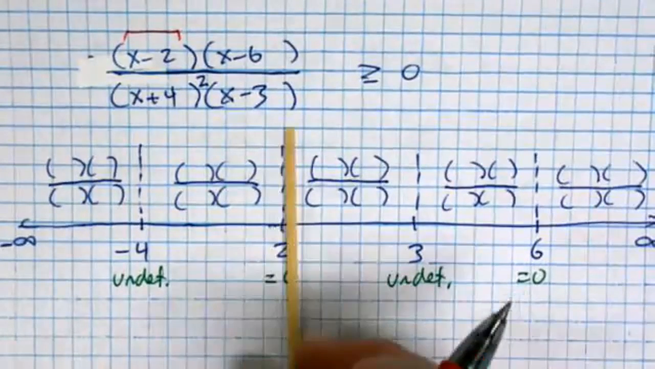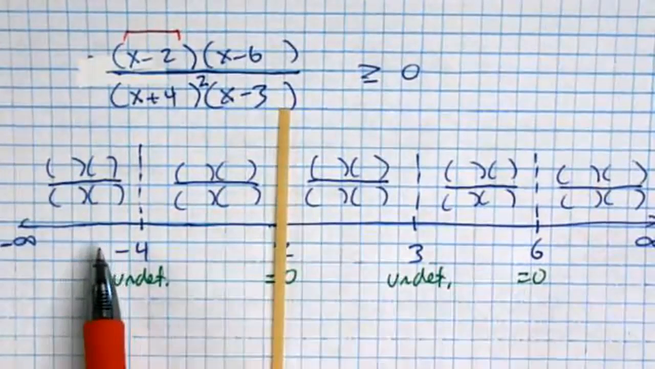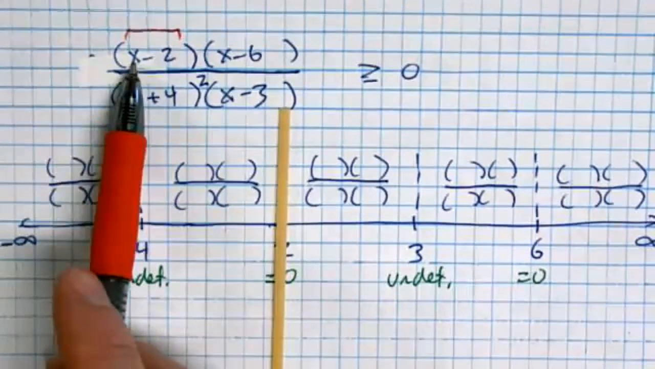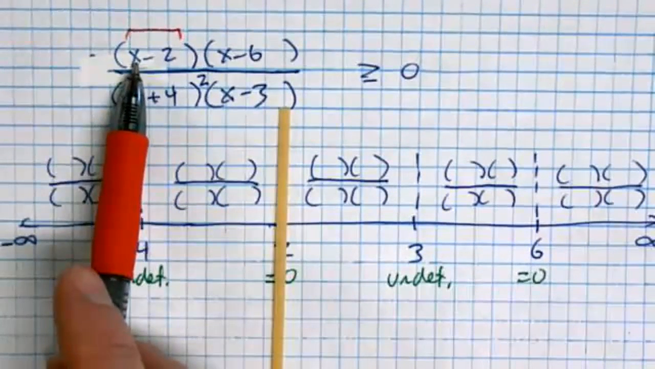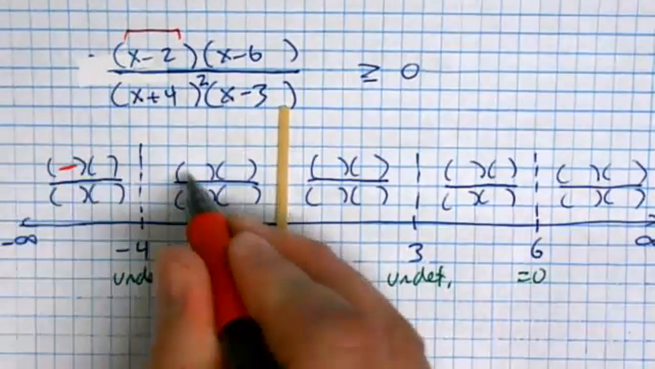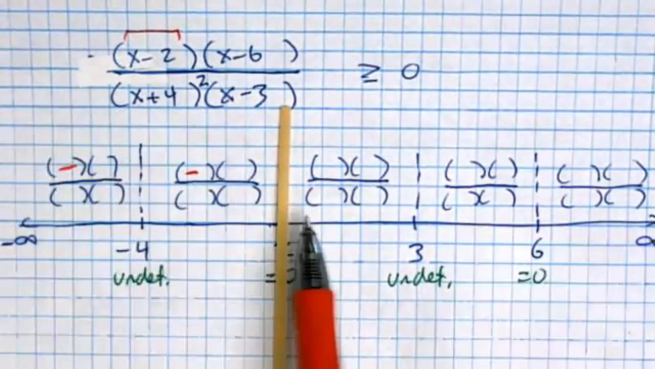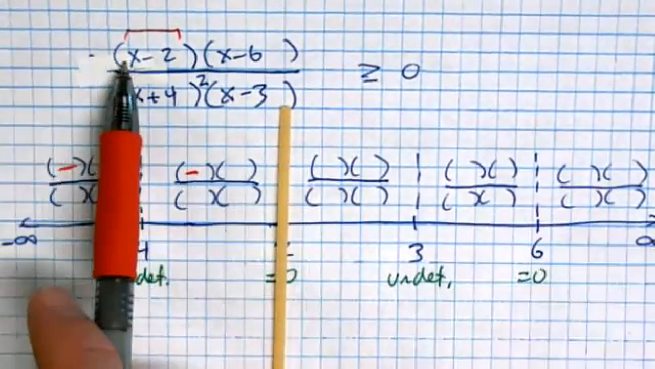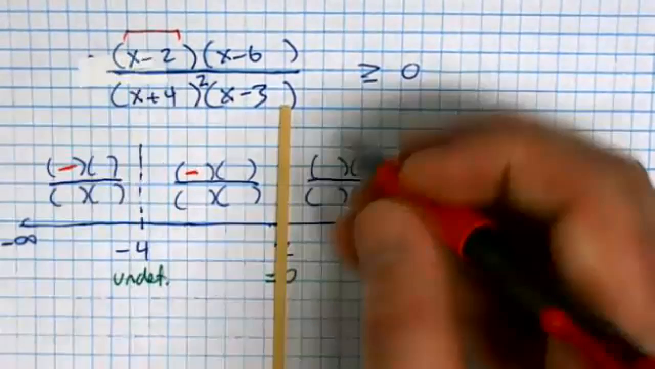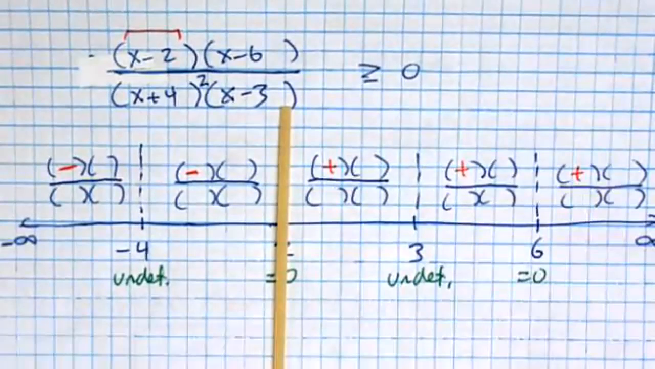All right, now think about values to the left of 2. So anything smaller than 2, if I put something smaller than 2 in here, I'm going to get a negative value, right? So that factor should end up negative for anything to the left of your wall. And then if I put something bigger than 2 in over on the right here, then this is going to end up positive. So that factor should end up positive for everything to the right of your wall.